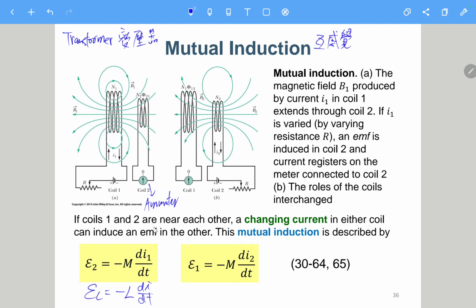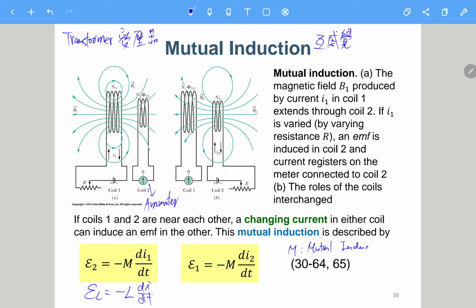Okay, so this is the I in the second coil, and then it generates the EMF for the second coil. So we use the subscripts 1 and 2 here. And of course, we have to take the derivative. And then rather than using L for the inductance, we use M, which means the mutual inductance.